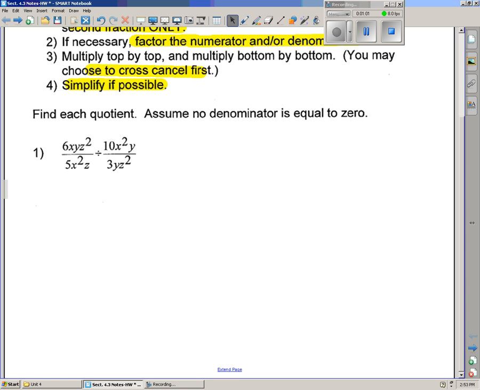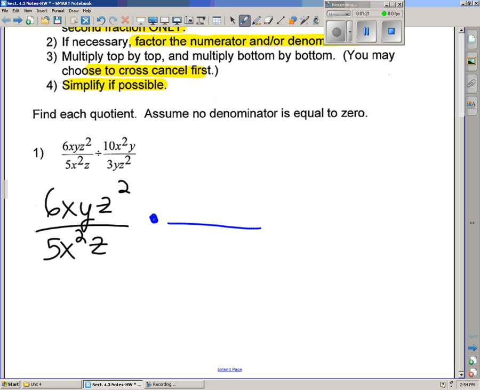This first one is old. All right, this first one goes back to exponents, which is unit 2. There's nothing to factor. They're all monomials. But if you remember from the first time we did this unit, it was going to be keep the first fraction as is, 6xyz squared over 5x squared z, change division to multiplication, and flip the second fraction, which means 3yz squared is the new numerator, 10x squared y is the new denominator.